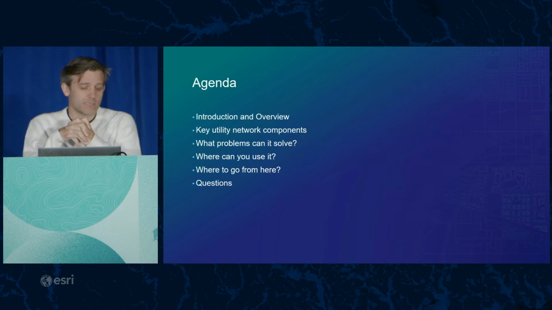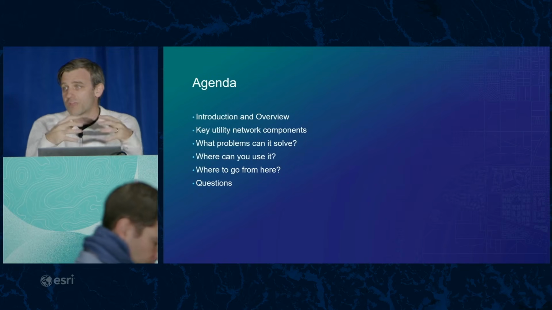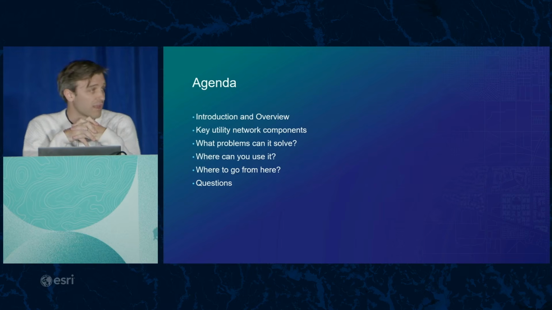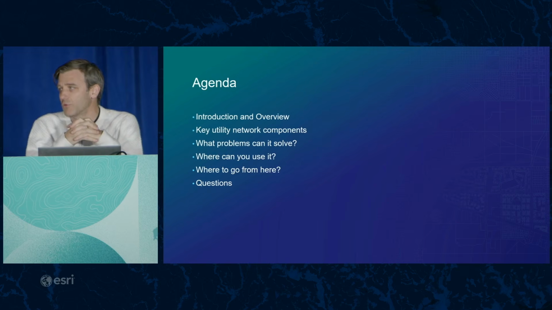So what we're going to cover today is a little bit of introduction and overview. So I'm going to cover some of those introductory topics. What is the utility network? What are the components that make it up? And then we're going to dive right into sort of how do we actually use it. So we're going to dive into some more advanced topics of sort of what problems can it solve, and really all that means is how can I actually use it, and what real world examples can we come up with that would make sense depending on the industry that you're in.